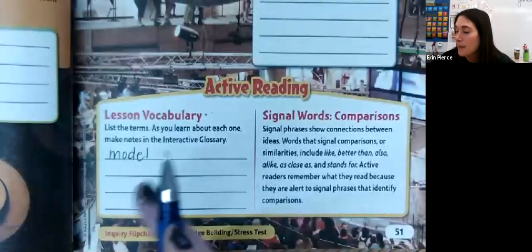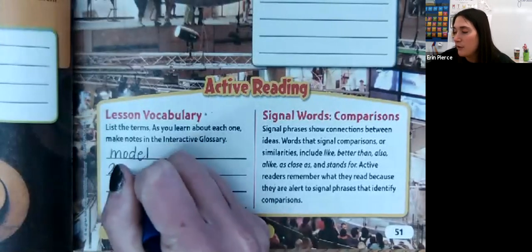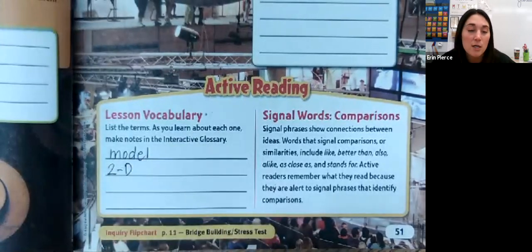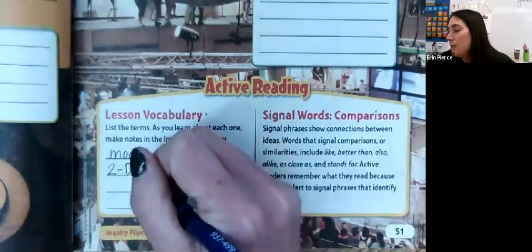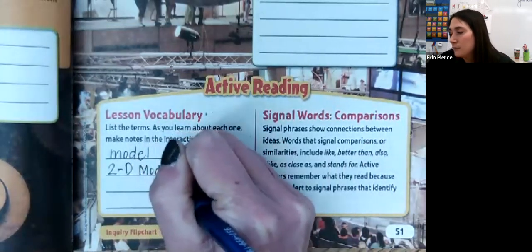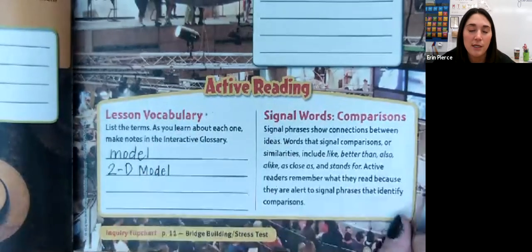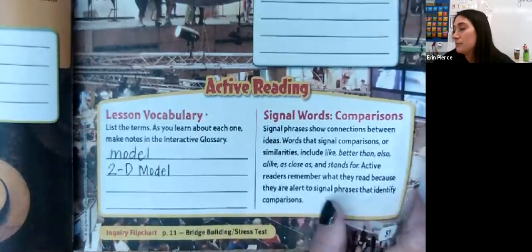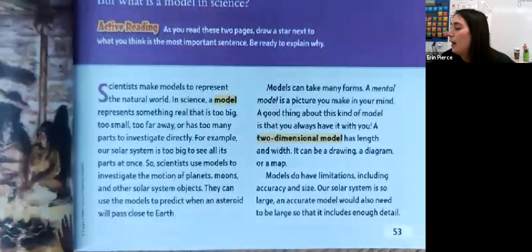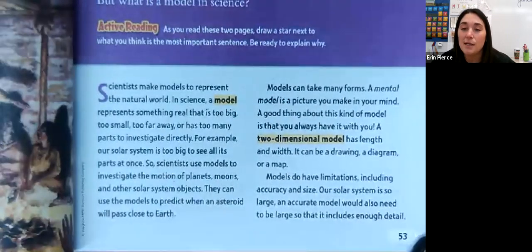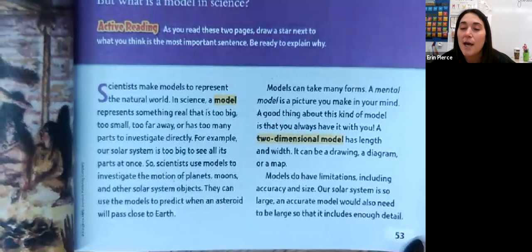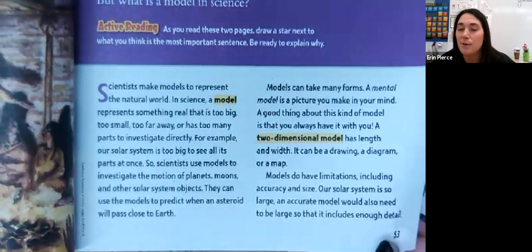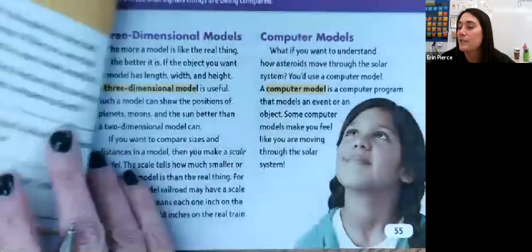So I go back. I'm going to shorten that to 2D. We've probably seen that before. 2D represents two-dimensional. If it said 3D, that means three-dimensional. 2D model. 2D model. Models do have limitations, including accuracy and size. Our solar system is so large, an accurate model would also need to be large so that it includes enough detail.